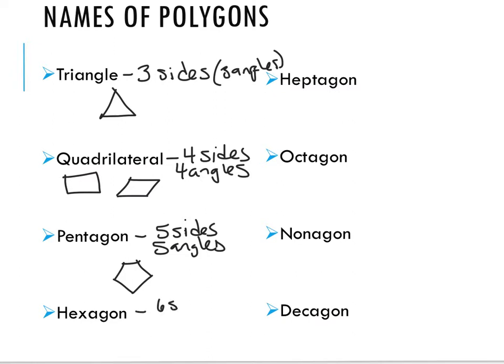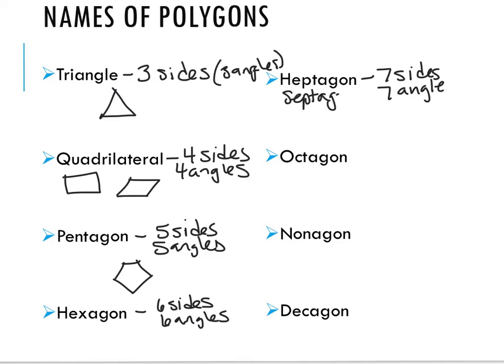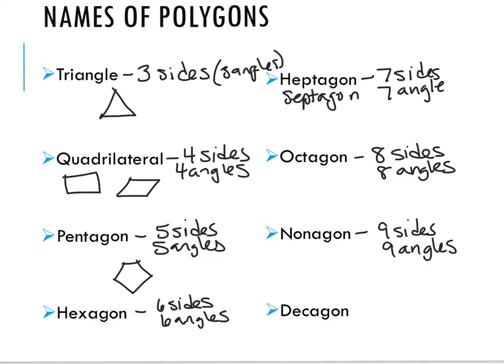A hexagon has 6 sides and 6 angles. Hopefully we're noticing that the number of sides and the number of angles are the same. A heptagon has 7 sides, 7 angles. You might also see septagon as a name for that as well. That's often used. An octagon, hopefully we recognize octa as in octopus, and so it's 8 sides, 8 angles. A nonagon has 9 sides, 9 angles, and a decagon has 10 sides and 10 angles.